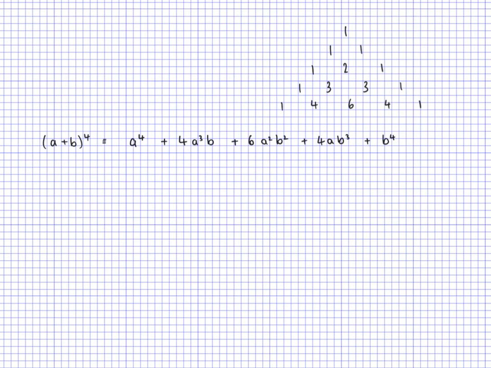Now that we've seen the link between Pascal's triangle and the function n choose r, I'm going to rewrite these values using the nCr function, just so that we can see what it would look like.